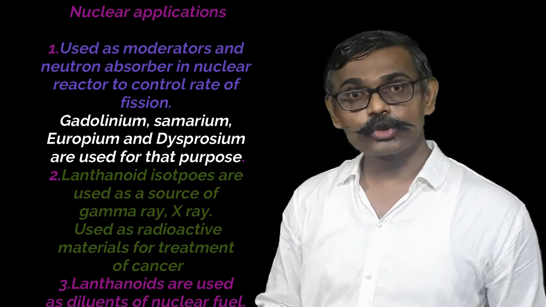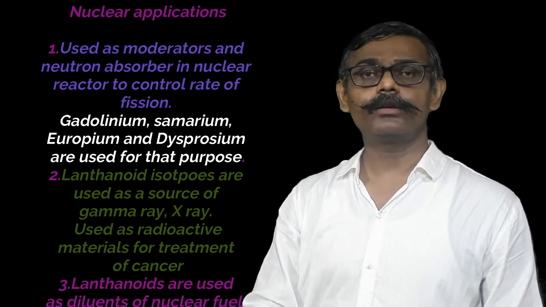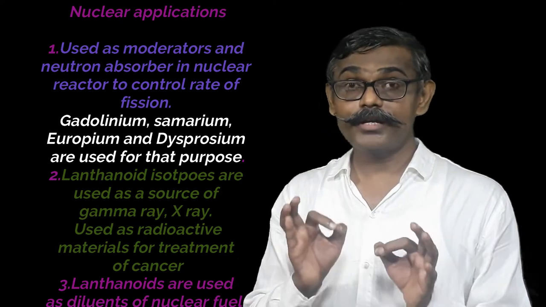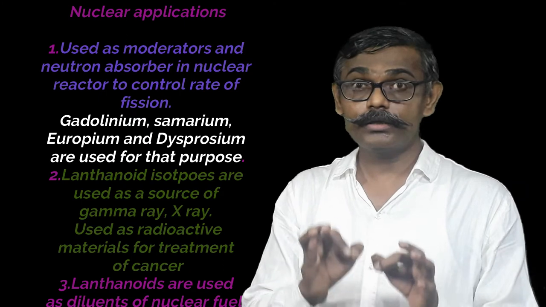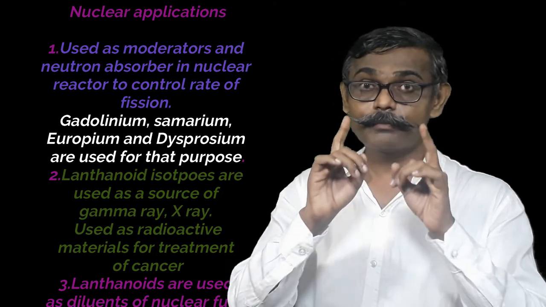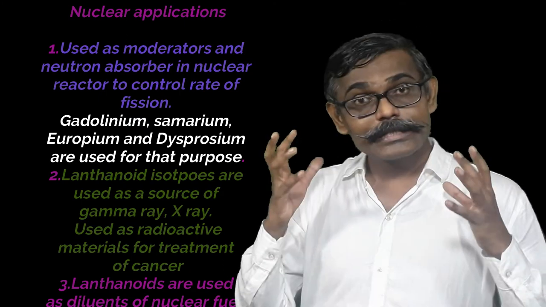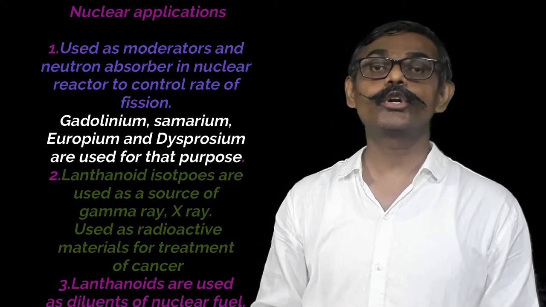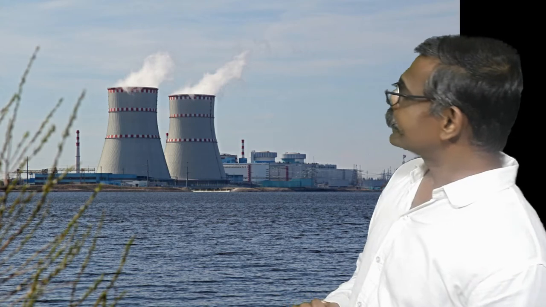Lanthanoid isotopes are used as a source of gamma rays, X-rays, and as radioactive material for treatment of cancer. These lanthanoids are used as diluents in nuclear fuel. One representative photo of a nuclear reactor is shown here.